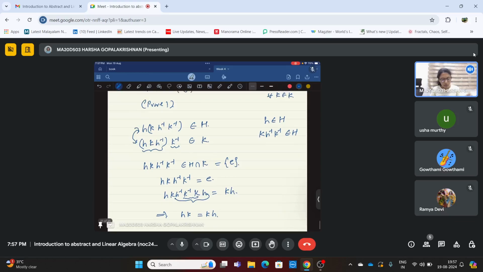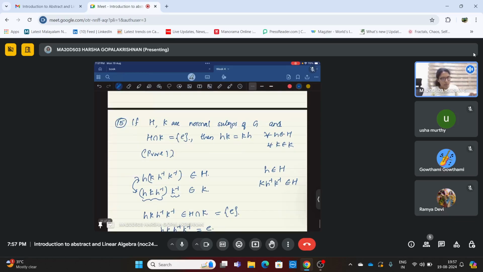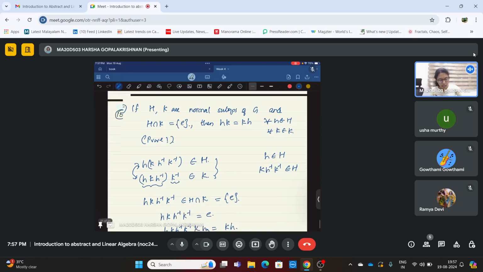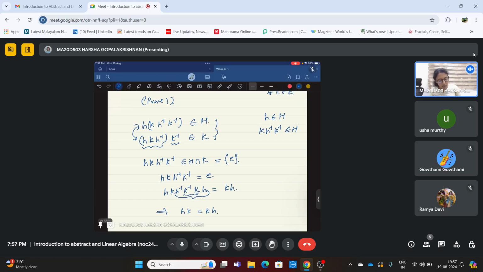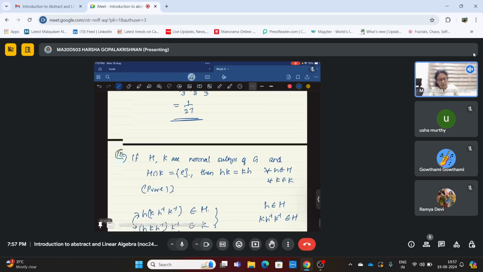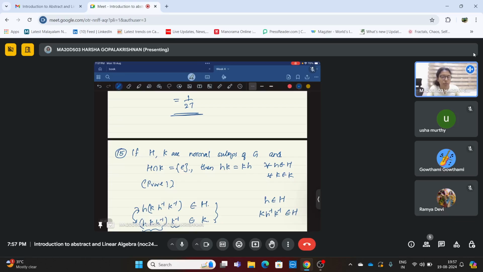So we got, if H and K are normal subgroups, we completely use the normality. If it is not there, we cannot do these two steps. And H intersection K equal to identity, that also we used because we equated this with the identity. So from that, just rearranging kh, we got hk equal to kh for all k in K and h in H. So the given statement is true, that means we proved that.